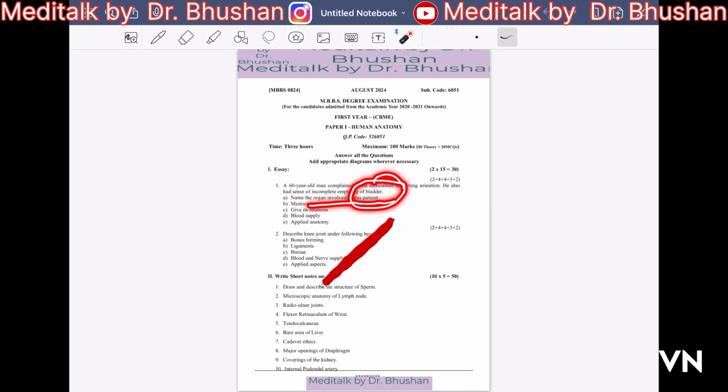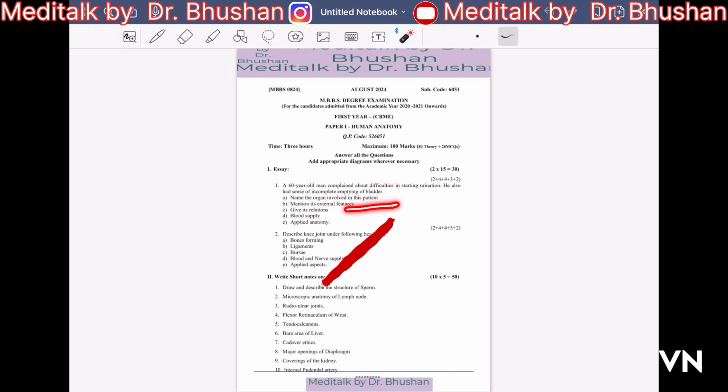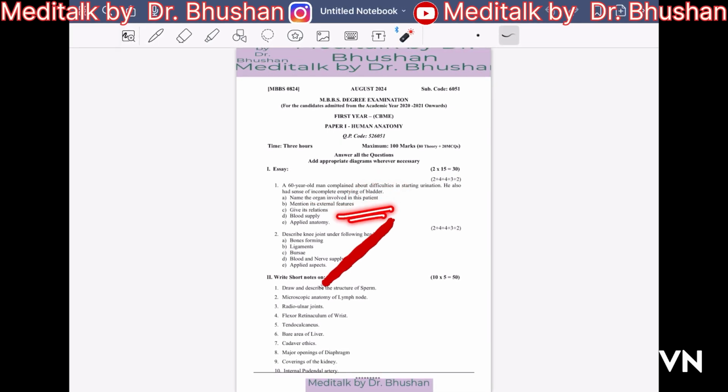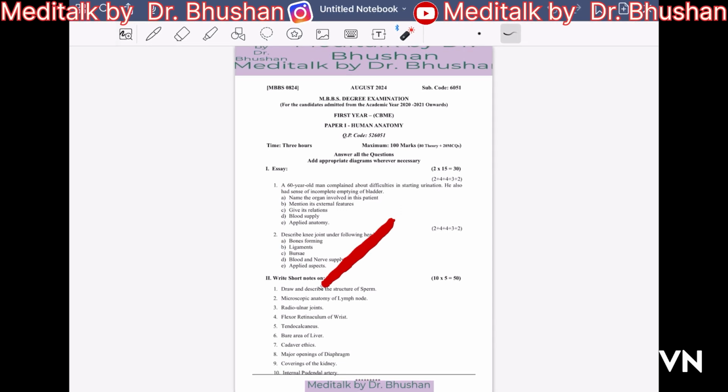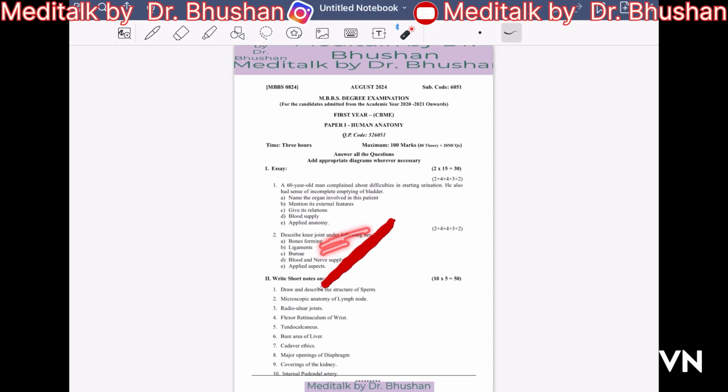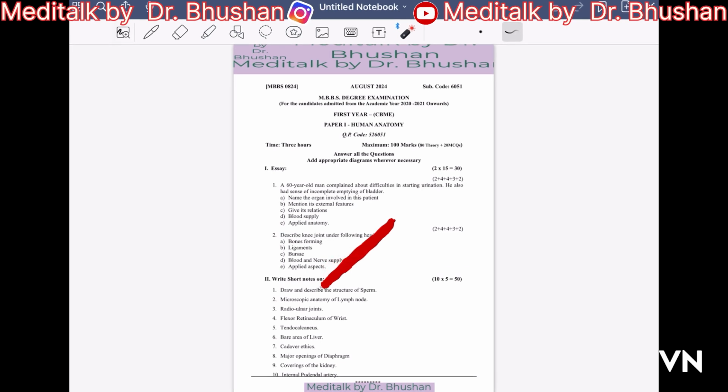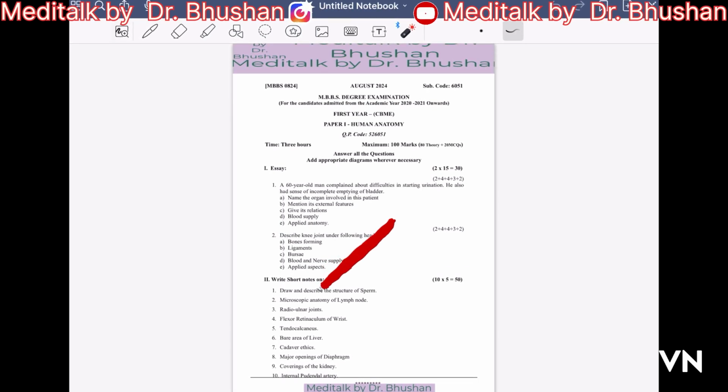Name the organ involved in this patient. Mention its external features, gross anatomy, give relations, blood supply and applied anatomy. Second is describe the knee joint under the following headings: bones forming, ligaments, bursae, blood supply, nerve supply, applied aspects. And the second part is the short notes.